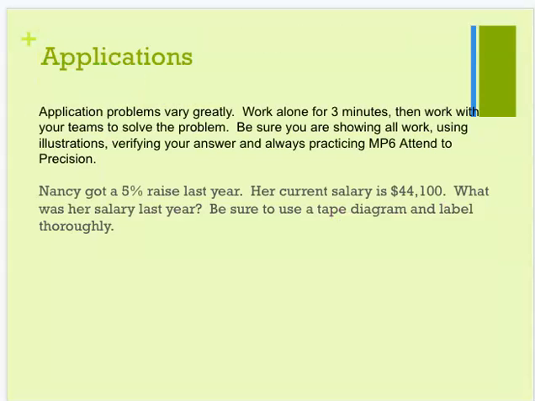Let's look at an application problem that's a little more challenging. So Nancy got a 5% raise last year. Her current salary is $44,100. What was her salary last year? Be sure to use a tape diagram and label it thoroughly. So you have to be careful on these problems because some people have a strategy that is mathematically invalid. And I hope you catch it and see why. Pause the video here, come up with your solution using a tape diagram, and then proceed in the video.